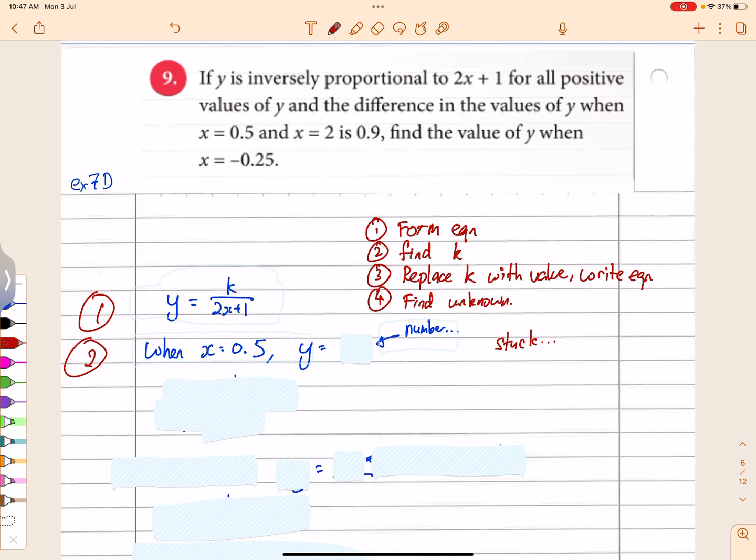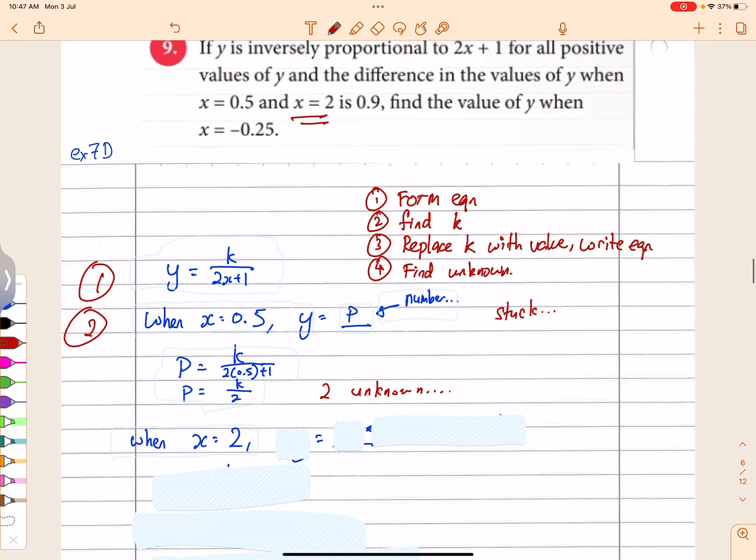So what I can do is let y be represented by any random alphabet. In this case, maybe I choose p. Put in the values, I have p equals k over 2. But I have two unknowns here, so I am not sure what I want to do. But then they give you another x value. So go ahead and put in the x value.